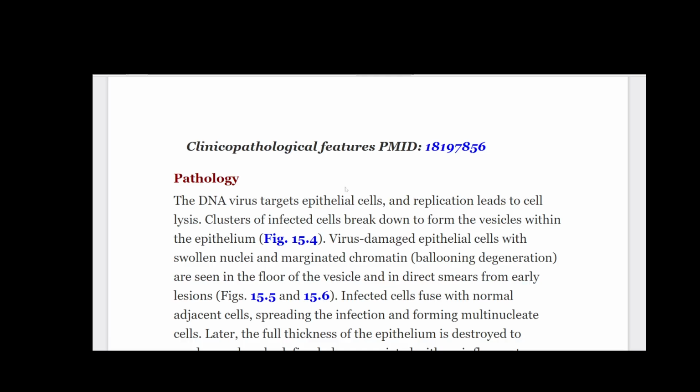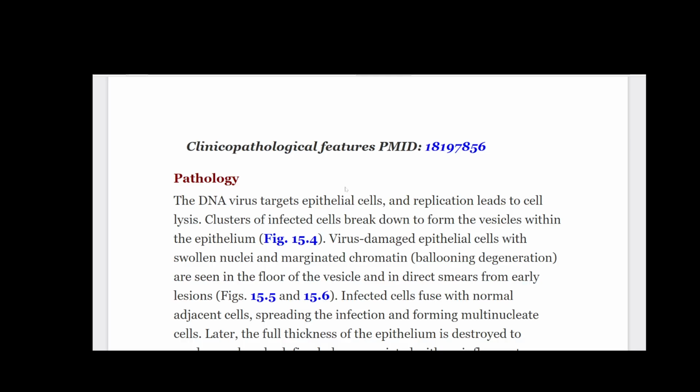Diagnosis: the clinical picture is usually distinctive, Box 15.1. A smear showing virus-damaged cells provides additional diagnostic evidence. A rising titer of antibodies reaching a peak after 2 to 3 weeks provides absolute, but retrospective, confirmation of the diagnosis, as does viral culture of vesicle fluid.